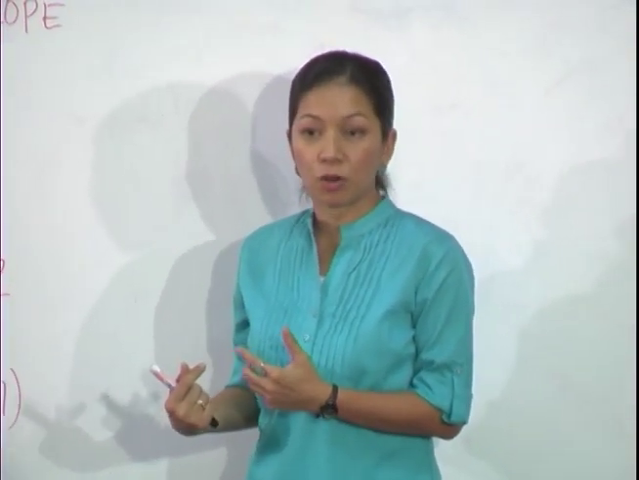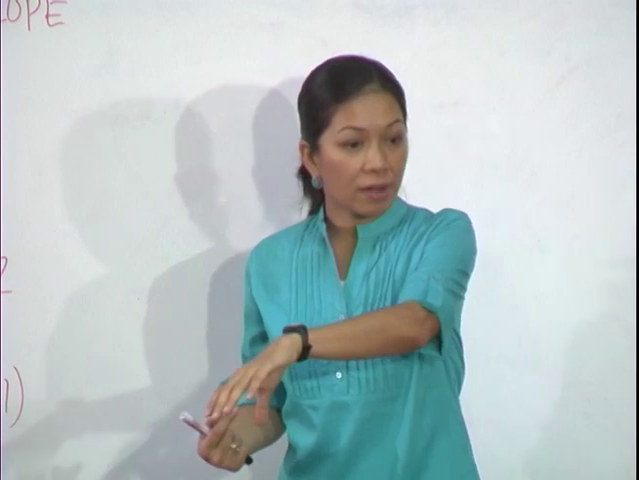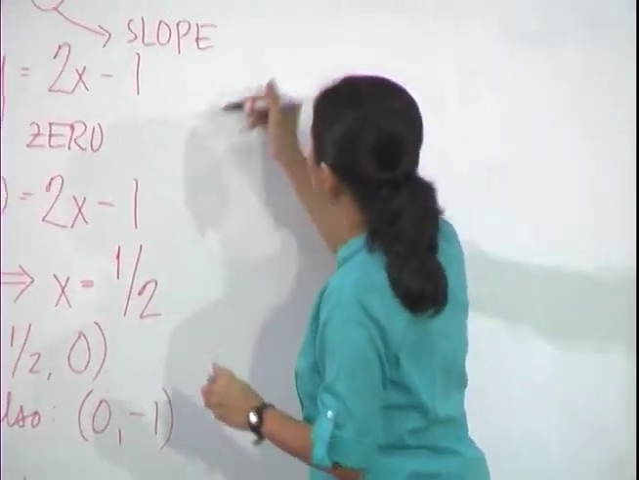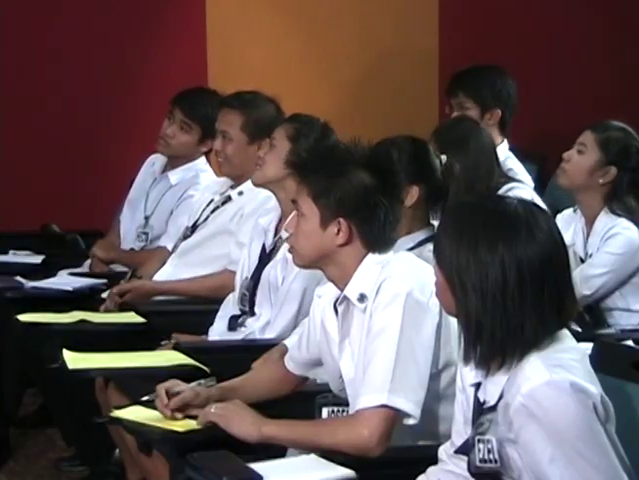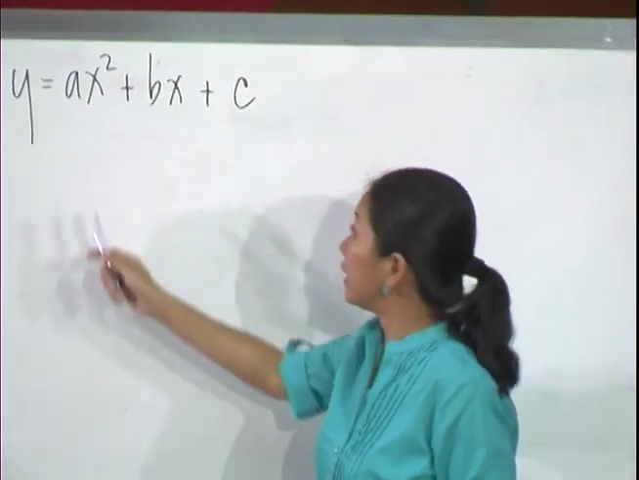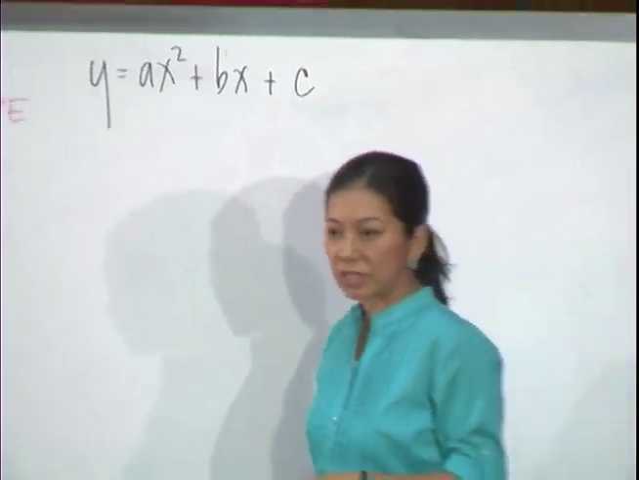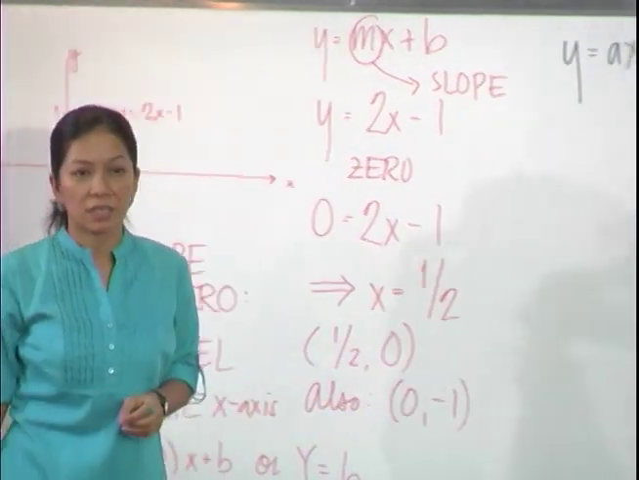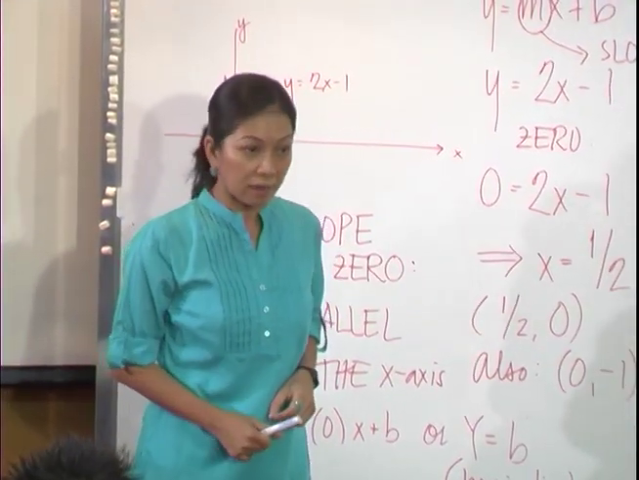Now, if we move on to a quadratic function, what is the graph of a quadratic function? Parabola. A parabola. Good. And a parabola for functions either opens upward or downward. And it depends on what? You remember what you should spot? You look at the lead coefficient. If the lead coefficient is positive, then you know it opens upwards. If the lead coefficient is negative, then you know it opens downwards.